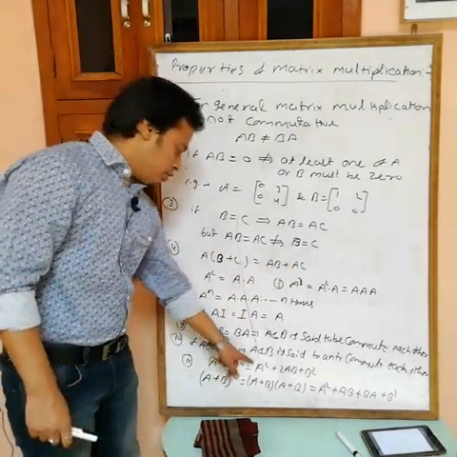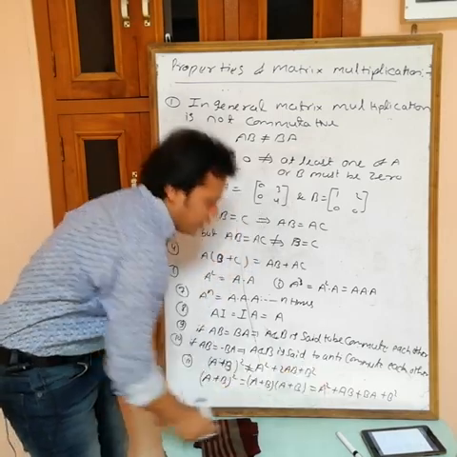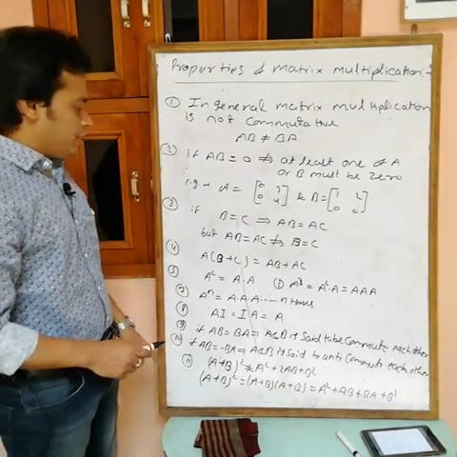Okay na? So this is not equal to this one. This is not equal to this one. This is equal to this one: A square plus AB plus BA plus B square. Okay, any problem? So these are clear na? Write down.